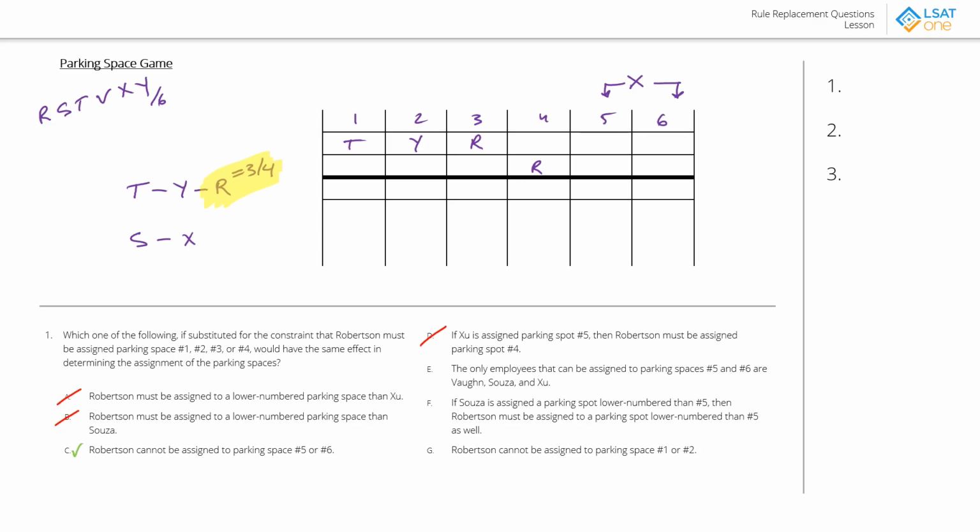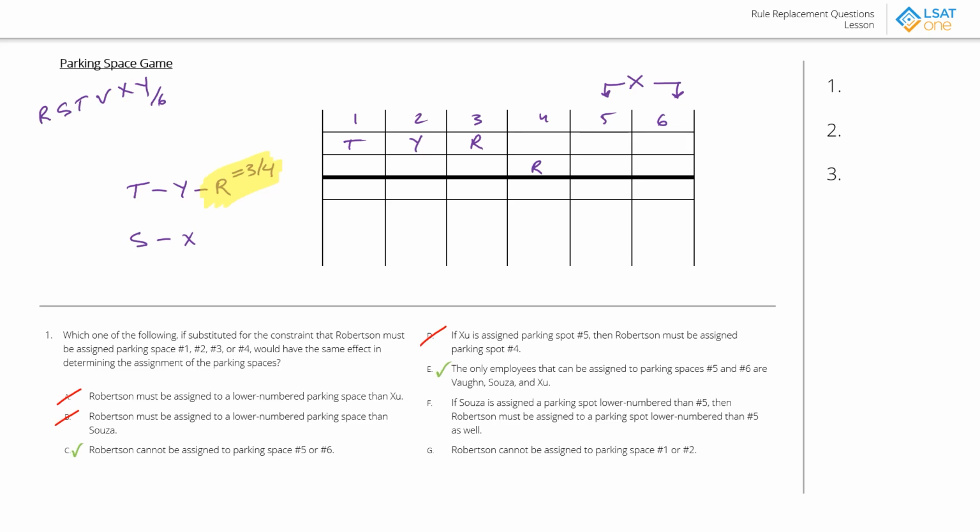So answer choice E, that had to be true. The only people who could have gone into 5 and 6 are V, S, and X. And moreover, if this is true, then that certainly precludes R from going there, so R ends up getting stuck in the first 4 positions. This had to be true, and it gets the job done.